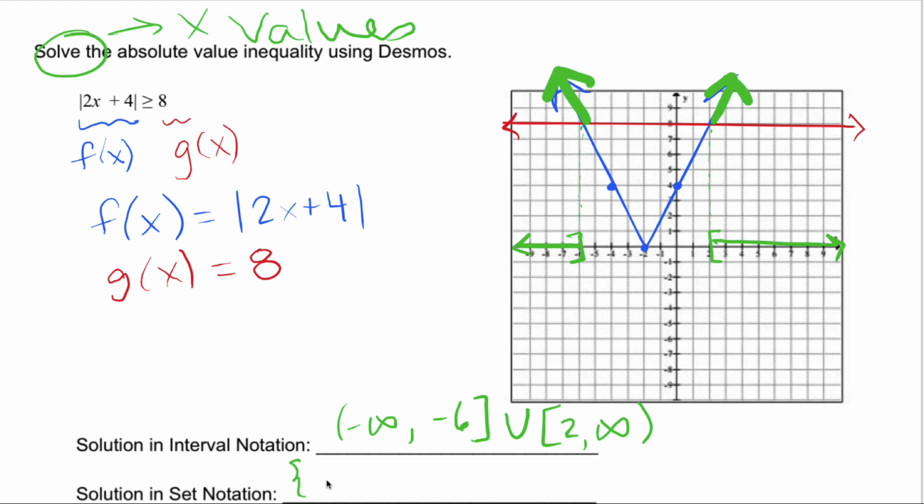In set notation, that would be we want all of the x's such that x is less than or equal to -6, or x is greater than or equal to 2. Now it's important to put the word or there because we can't have and. We can't have a value that's less than -6 and also greater than 2 at the same time. So it makes more sense to have the word or there.